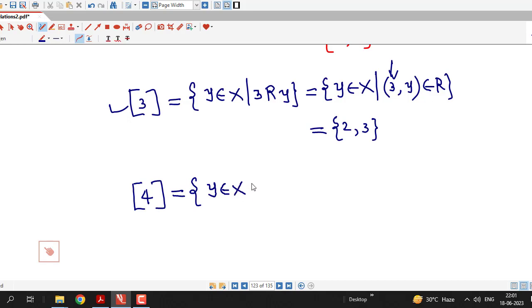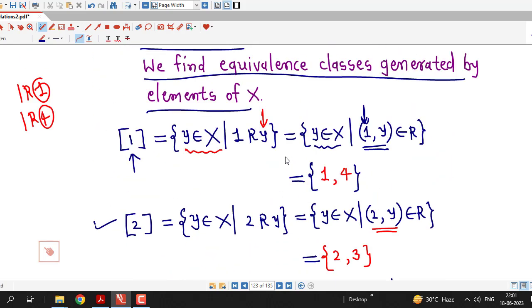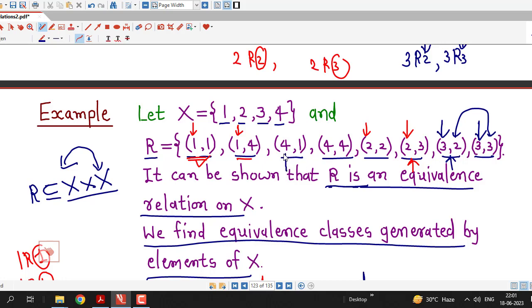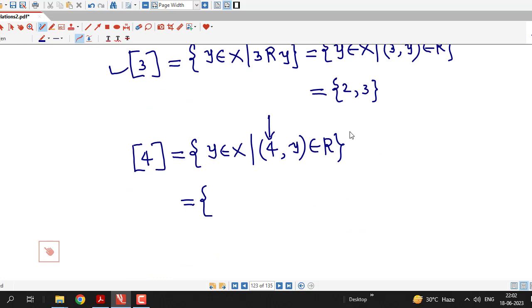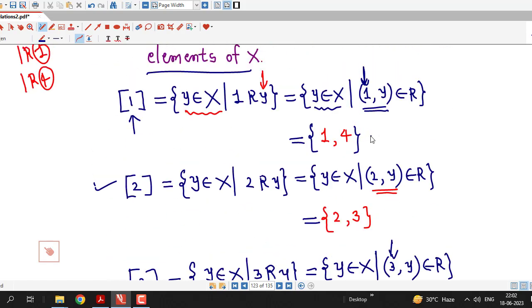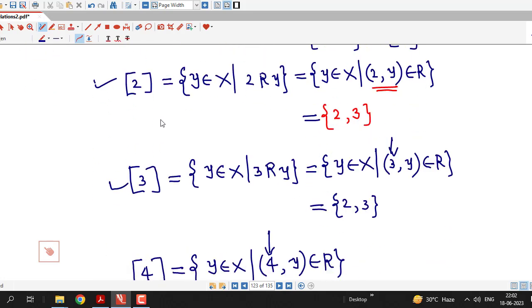Now similarly we can find out the equivalence class generated by 4. So Y belongs to X such that we can directly write now ordered pair 4 comma Y belongs to R, that is 4 is related to Y. Now I have to concentrate on those ordered pairs having first component as 4, and we find these two ordered pairs whose first components are 4 and second components are 1 and 4. So here I have 1 and 4. So this is the equivalence class generated by 4 and it is same as the equivalence class generated by this 1.